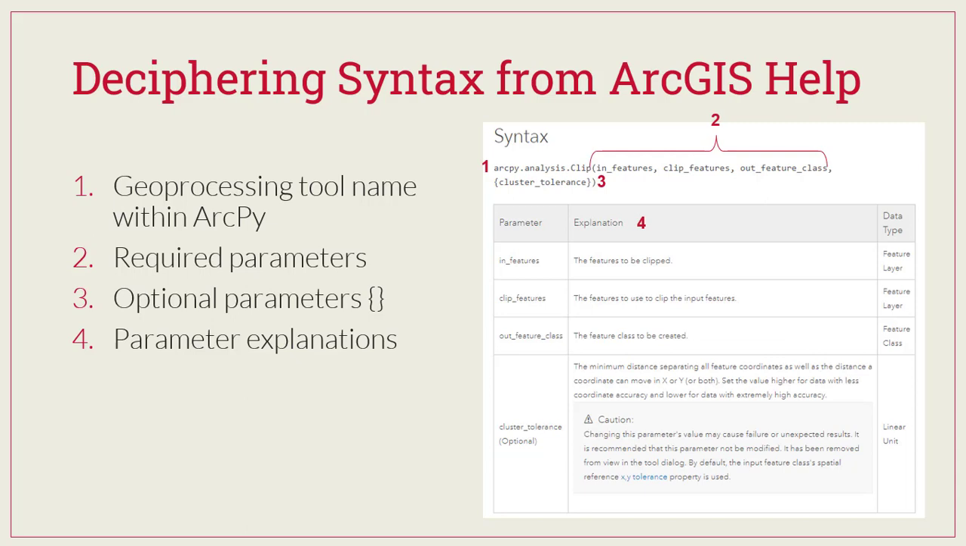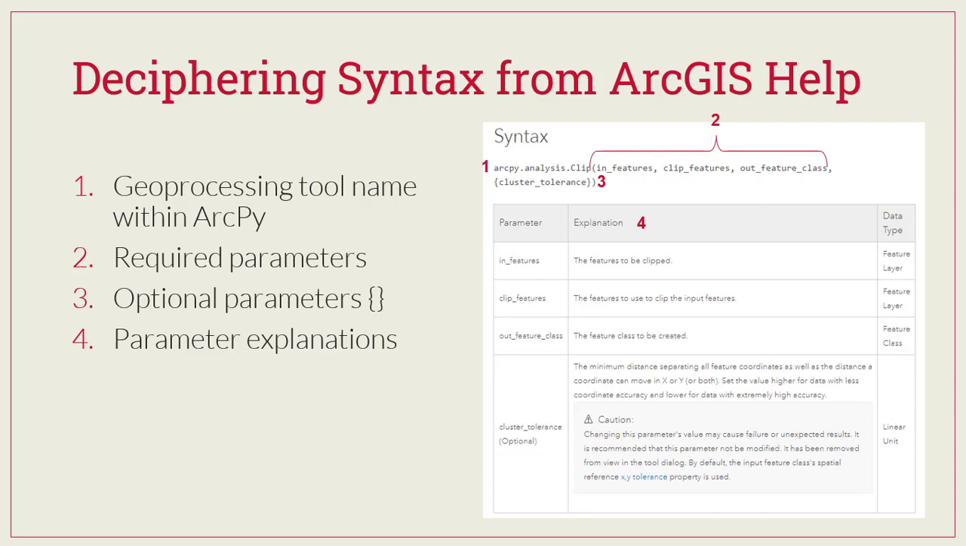The second thing you see there are all of our required parameters. Anything that's listed within the parentheses without curly brackets around it, just listed out there, are things that have to be put into those parentheses. There has to be something put in there in order for the tool to run. Anything that's in those curly brackets, like number 3, those are optional parameters. Those are things that you don't have to put in anything for when you're scripting it out, and the tool will run just fine. And number 4 here, when you're looking at help, is the explanation.